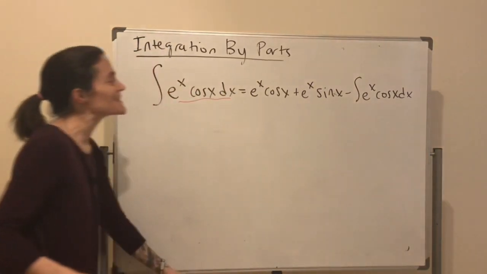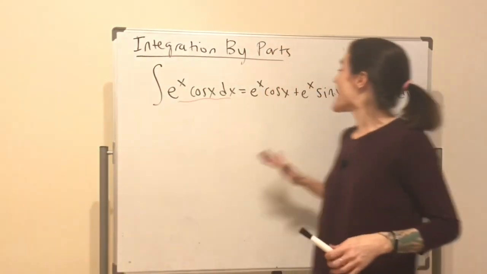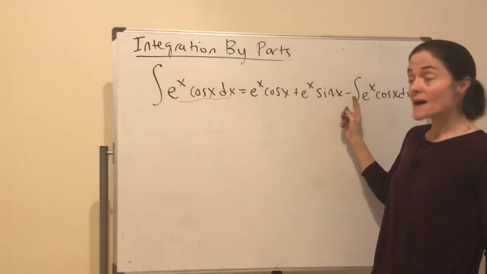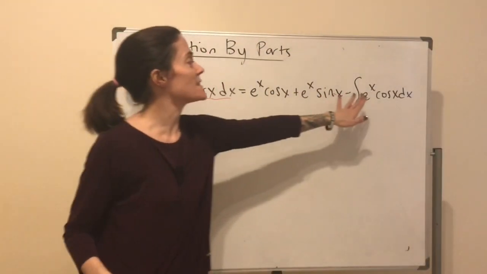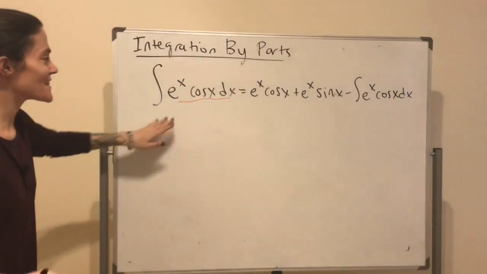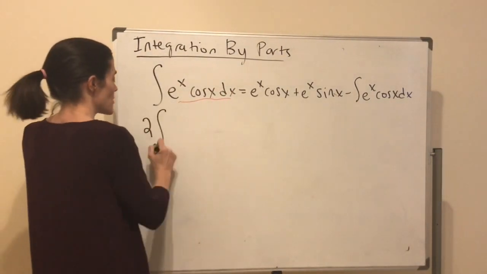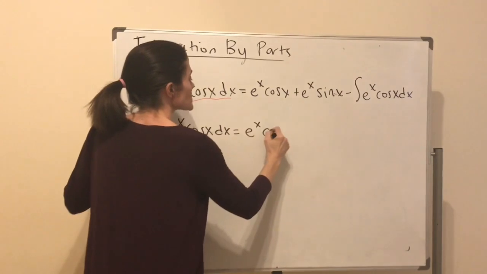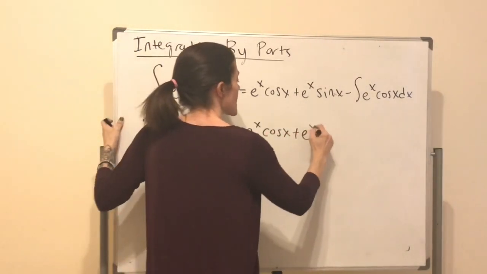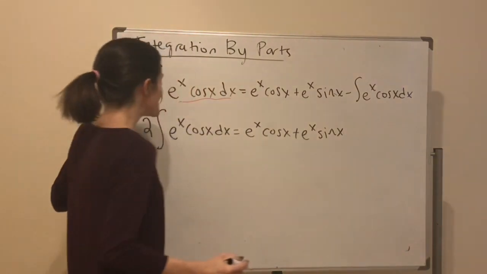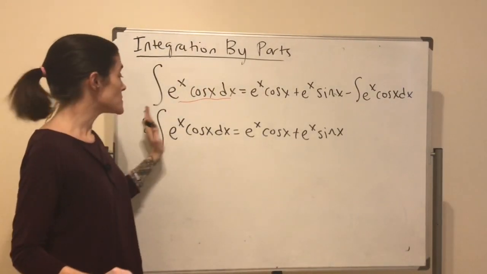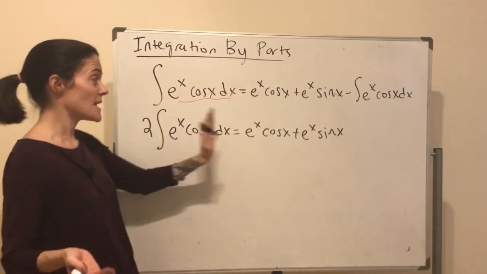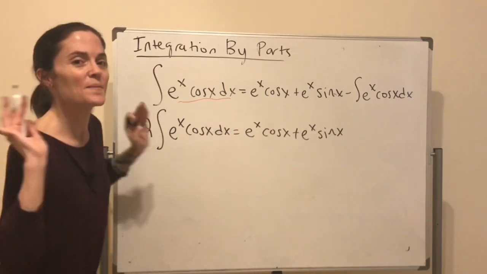Okay, well, look what you can do. Don't do by parts again. We have this. We can move it over to this side and it becomes positive. So if I take this, which I'm trying to solve for, and move it over to this side, I have 2 times the integral e to the x cosine x dx, and this will be e to the x cosine x plus e to the x sine x. So now if I want to solve for this, I have 2 times this, it's not a number, it's an indefinite integral, but 2 times this is equal to this. So to solve for this, you just divide by 2.